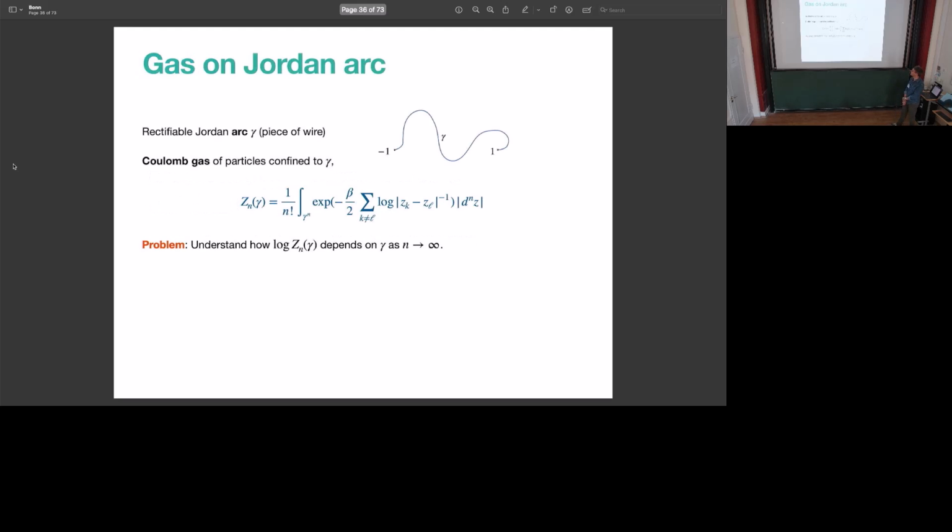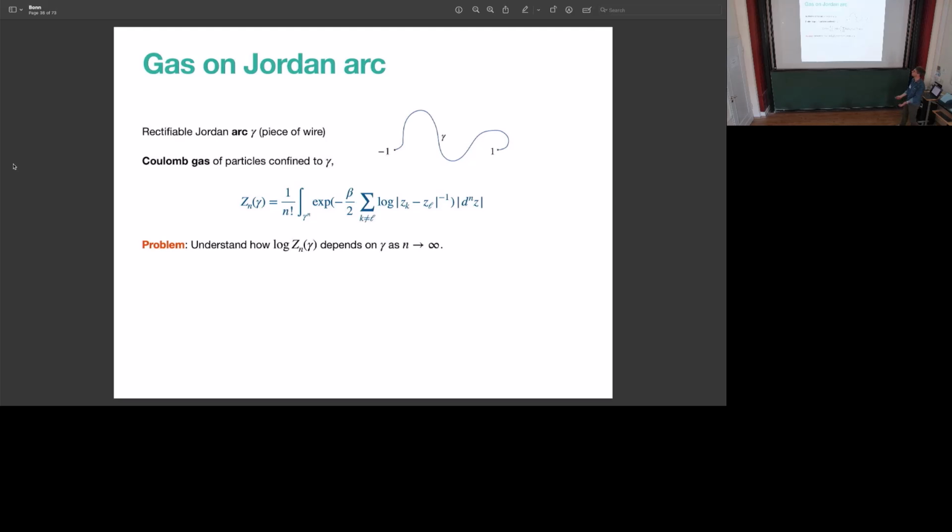Here the setting is basically the same as before, but my prescribed set is now not a Jordan domain, just a Jordan arc. It's like a piece of wire connecting, let's say, -1 to 1. I assume it's rectifiable. I consider a Coulomb gas of particles confined to my gamma. The partition function is like before, but here I'm integrating against arc length measure.